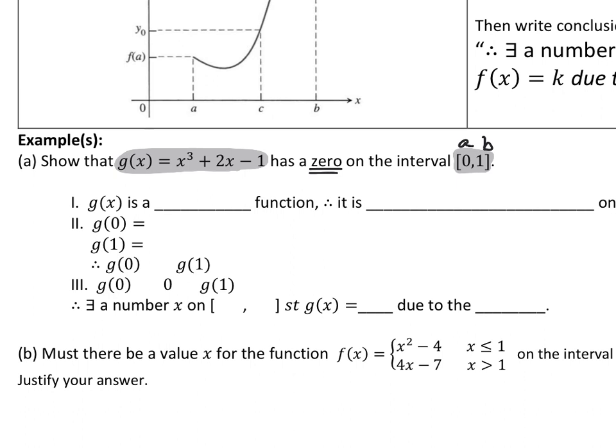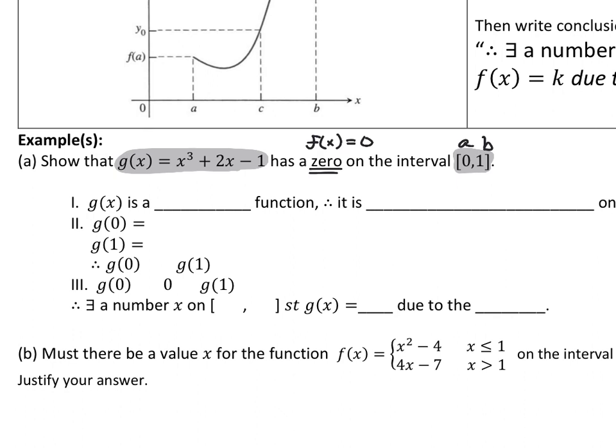What does it mean for a function to have a 0? There's a hole in it. Not a hole. It touches the x-axis. It's an x-intercept. Or essentially that the output is equal to 0. So we are trying to show that for some value on that interval for that function, it crosses the x-axis. We do that in 3 steps.